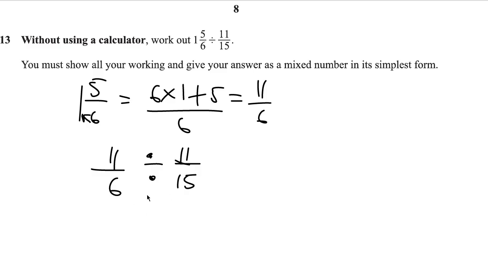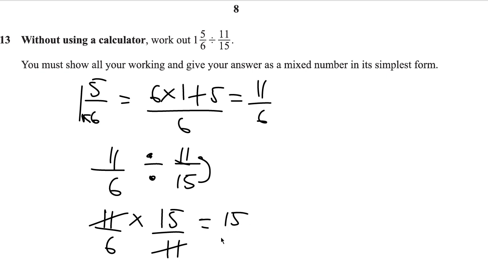To carry out the division, we change the sign so it becomes a multiplication, and we flip the second fraction. It's going to be 11 over 6 times 15 over 11. You can see that 11 cancels out, and we're left with 15 over 6. 3 is a factor of both 15 and 6. 15 divided by 3 is 5, and 6 divided by 3 is 2. So that's simply 5 over 2.